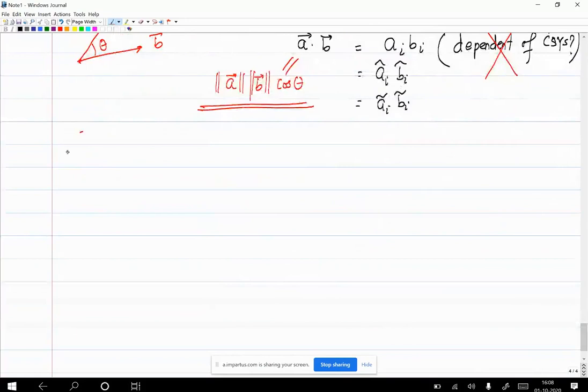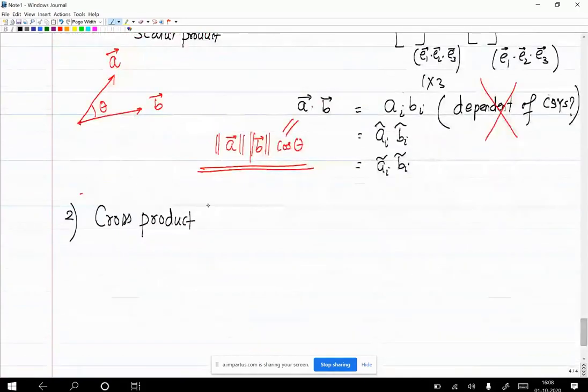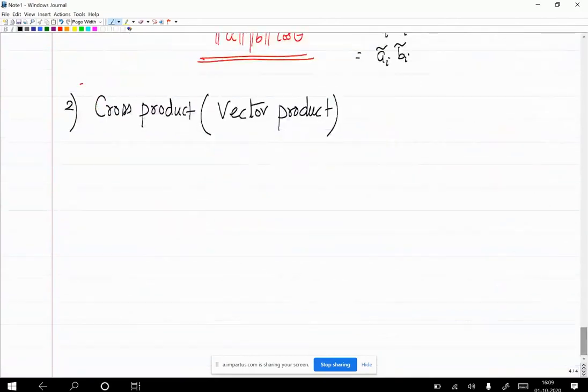So that was the dot product. The second one is the cross product. And dot product, by the way, is also called scalar product because it gives you a scalar, right? A and B are vectors, but after dotting, it becomes a scalar. Cross product is also called vector product. Okay, now A cross B.